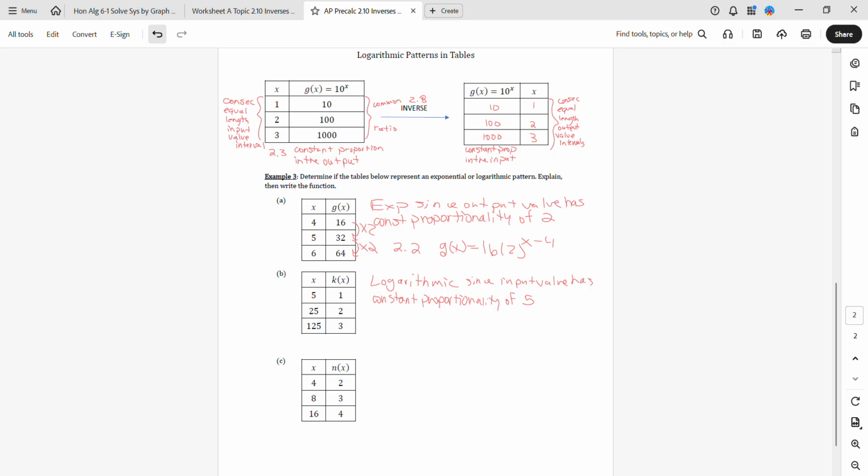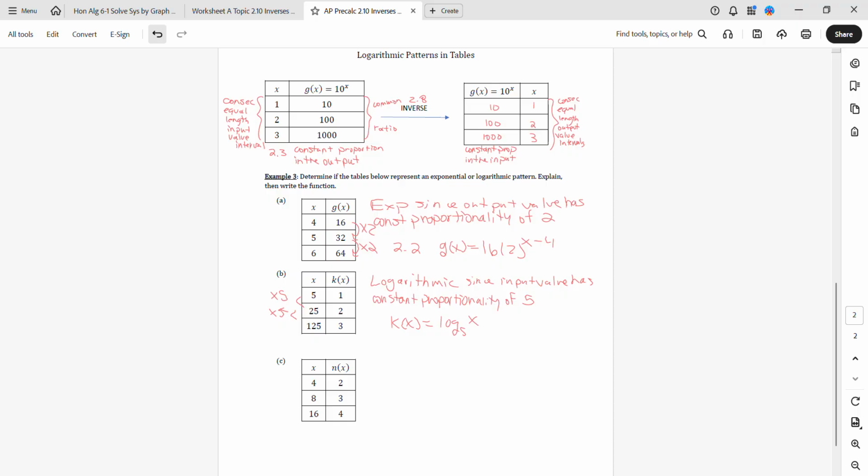Now this one, what is nice about this is that because we've not dealt with logarithmic transformations yet, like A, this is just log base 5 of x. That's it. Because I noticed that it's 1, 2, and 3. Notice times 5, times 5. So I know that that's my base.